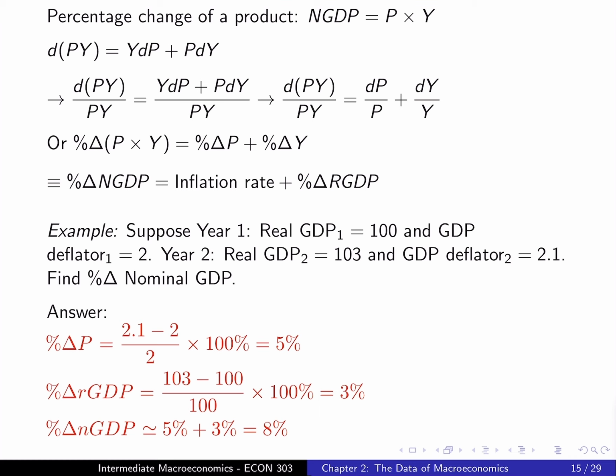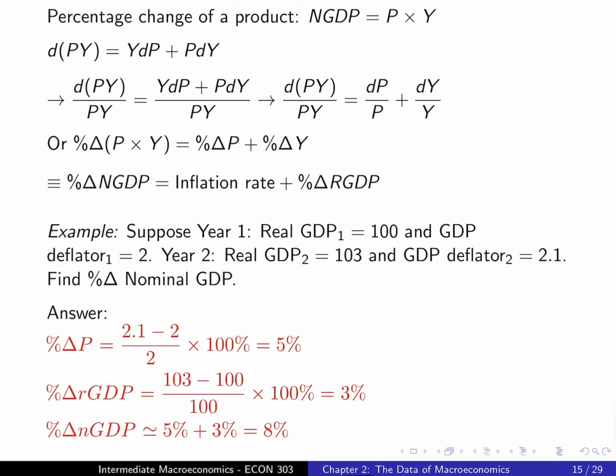Dividing both sides by PY, d(PY) over PY equals (Y dP plus P dY) over PY, which equals dP over P plus dY over Y. This tells us percentage change in P times Y equals percentage change in P plus percentage change in Y, or percentage change in nominal GDP equals inflation rate plus percentage change in real GDP.